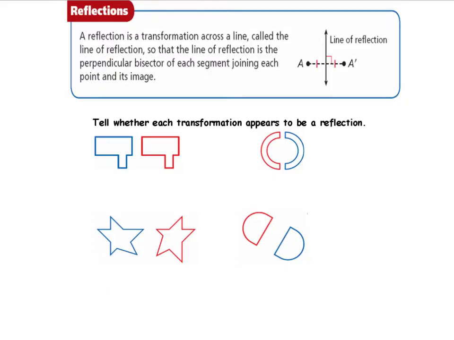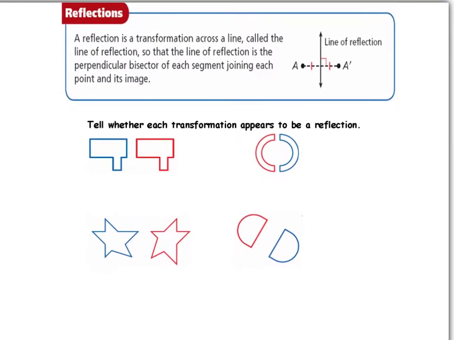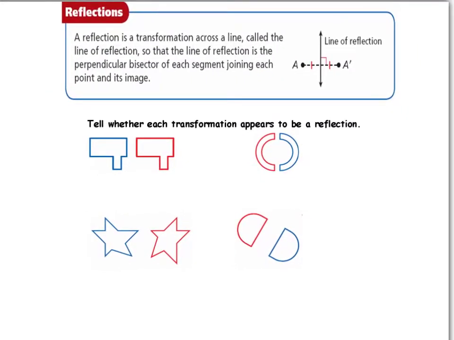All right, so just a review here. A reflection is just simply a transformation across a line called the line of reflection. So the line of reflection is the perpendicular bisector of each segment that joins each point. So if I start with point A here, and I reflect it over to A prime, okay, this line of reflection is a perpendicular bisector of the line that joins. This line right here is a perpendicular bisector of the line that joins these 2 points.